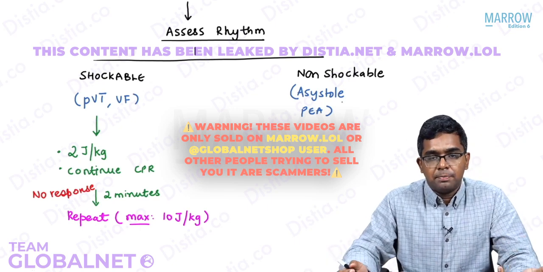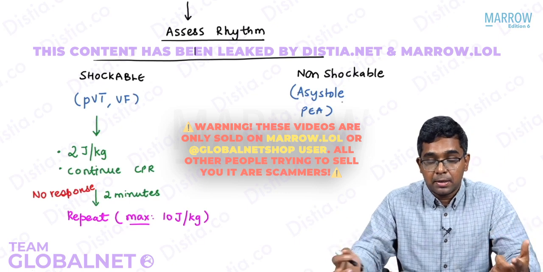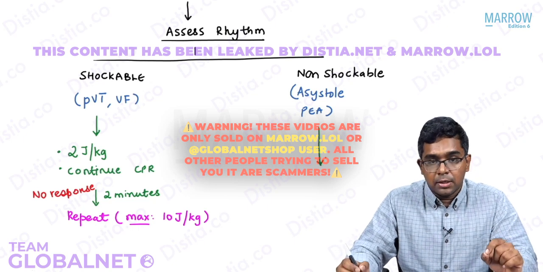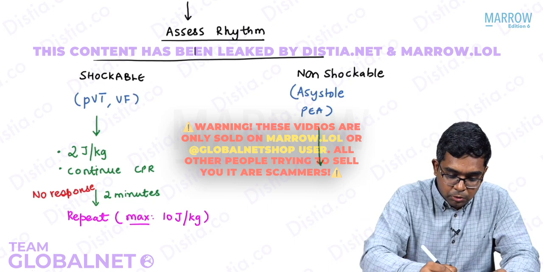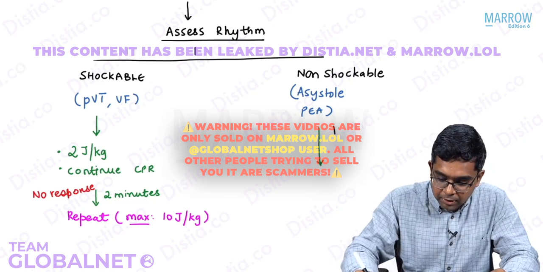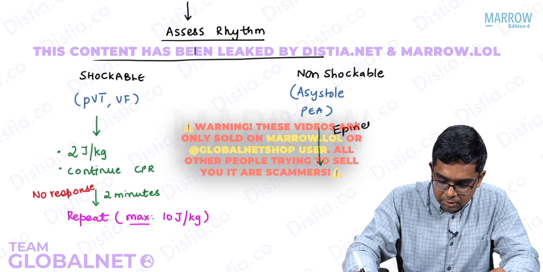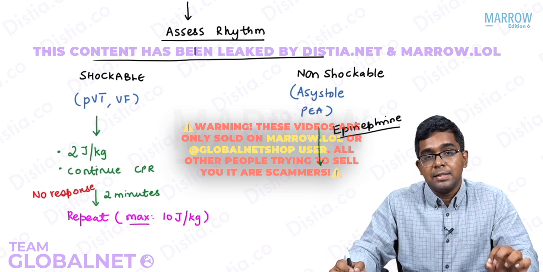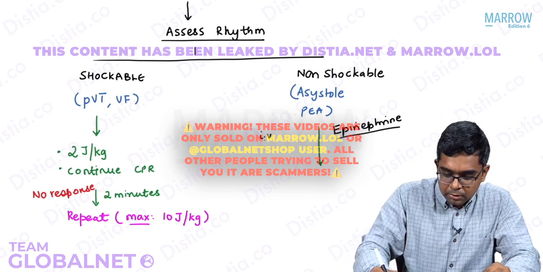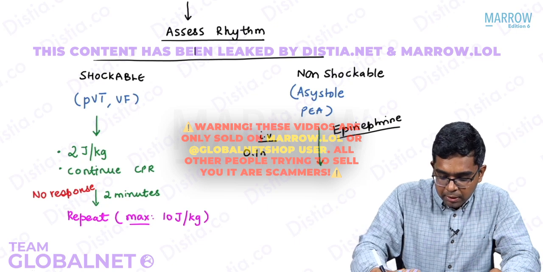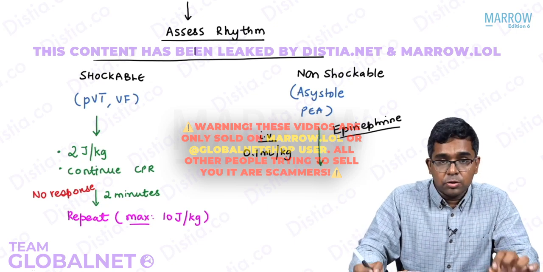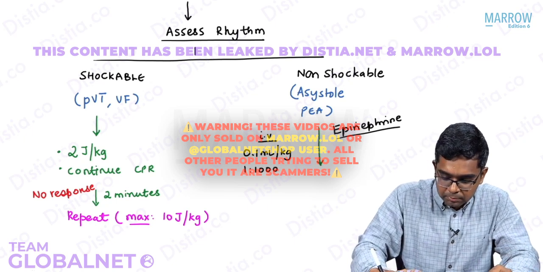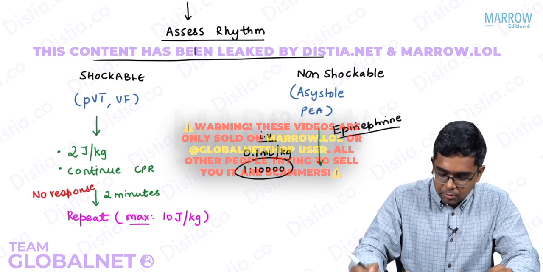Obviously, you cannot apply shock, so your logical thinking is to continue CPR. But this is where the changes have come. Before you continue CPR in a non-shockable rhythm, you first give the epinephrine dose. Okay, you give the first dose of epinephrine. How is epinephrine given? Epinephrine is given by the intravenous route. The usual dose is 0.1 ml per kg. The most important thing to be remembered is the strength of the adrenaline solution, which is 1 in 10,000. Don't forget it.